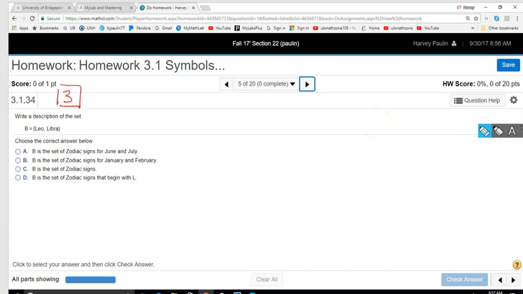For number 3, take a moment, read them over, and see which it would be. And I believe D would be the answer here. I don't know if these others are true or not, but this looks like a good one. Zodiac signs that begin with L.